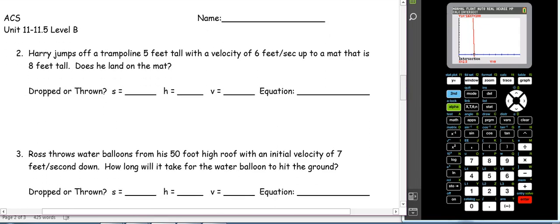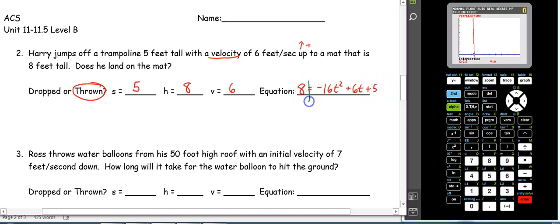The next one: Harry jumps off a trampoline 5 feet tall with a velocity of 6 feet up to a mat that is 8 feet tall. Does he land on the mat? Because there is a velocity, it's going to be a throw equation. He starts at a trampoline that is 5 feet tall. That's going to be our start height. Our end height is where he's going to end up, which is 8 feet on the taller mat. And he has a velocity that is up, which is going to be positive, of 6 feet. So when we write our equation, we have 8 equals negative 16t squared plus 6t plus 5.